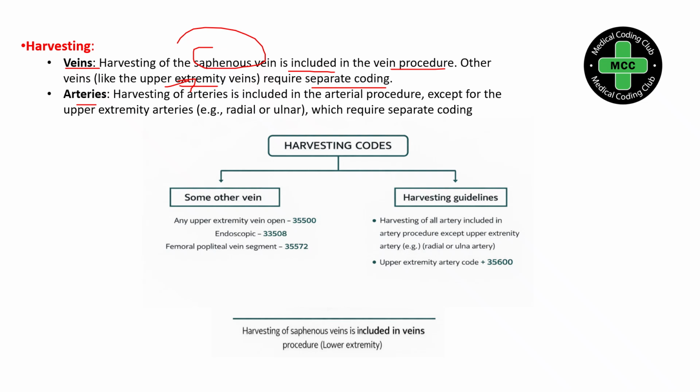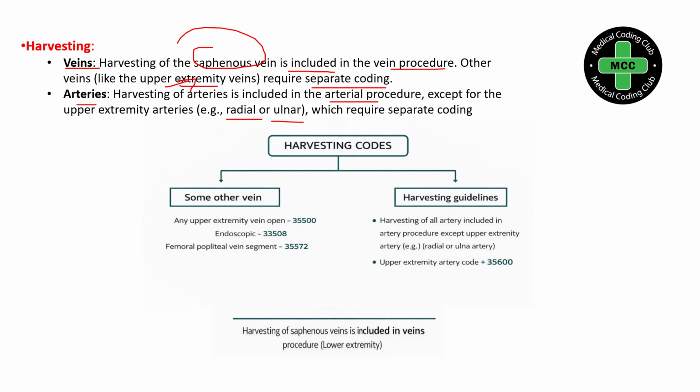Okay, and in the same way coming to arteries, here harvesting of all arteries is included in the arterial procedure except upper extremities. Okay, upper extremity arteries like radial or ulnar. So from these two arteries, if they harvest, you need to code separately. The rest you don't need to code separately. Okay, those will be included in the procedure. So check the codes now.